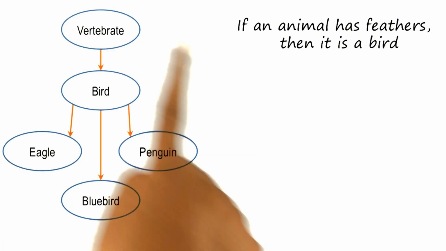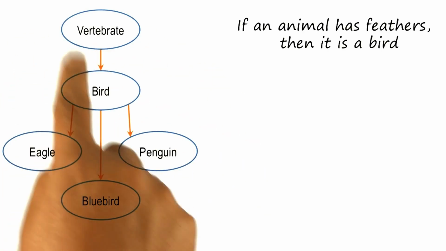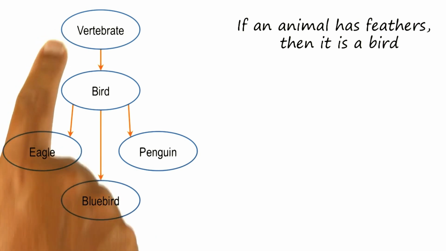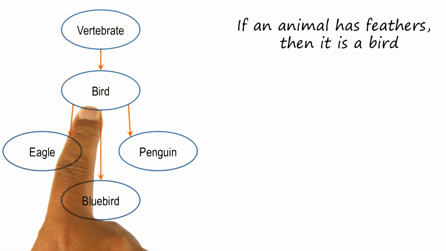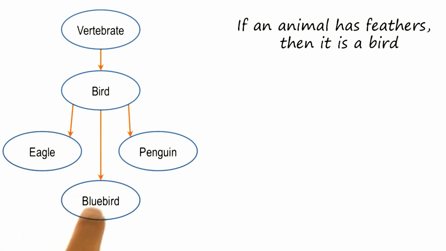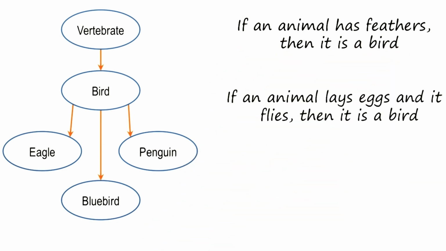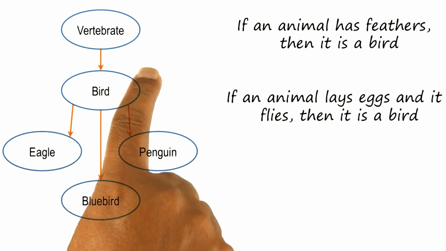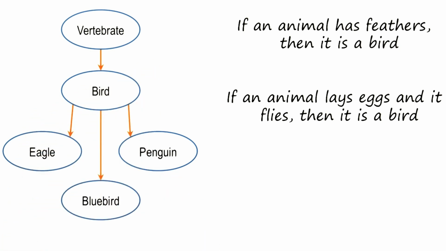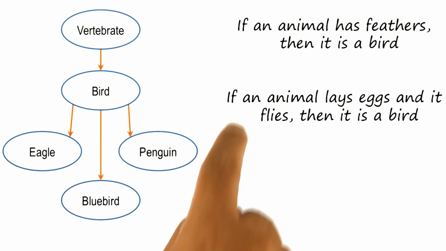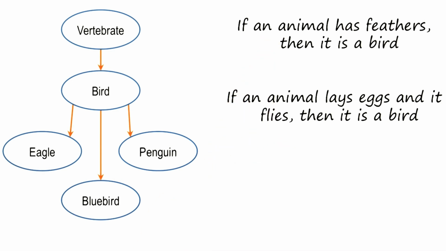Now, we have come across this particular kind of problem earlier. This was the classification hierarchy. Vertebrates can be of different kinds. Bird is one kind. Birds can be of different kind. Eagle, bluebird, penguin are three classes of birds. Now, an agent may have knowledge like if an animal has feathers, then it is a bird. When we were discussing this classification hierarchy, we had tried to define the concept of bird. And we had said at that time that if an animal has feathers, it is a bird. If an animal lays eggs and it flies, it is a bird. Now, it is sentences like this that we'll try to put in the language of logic.